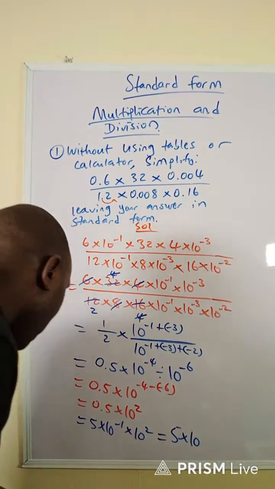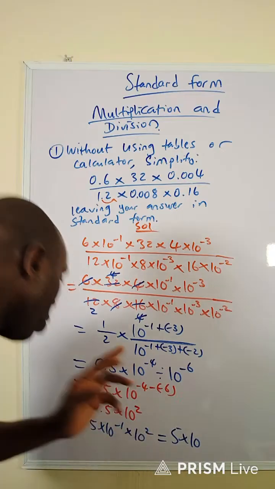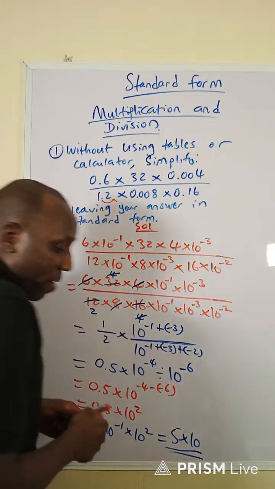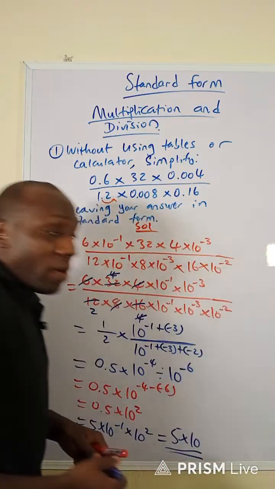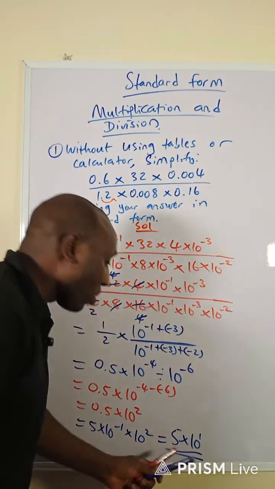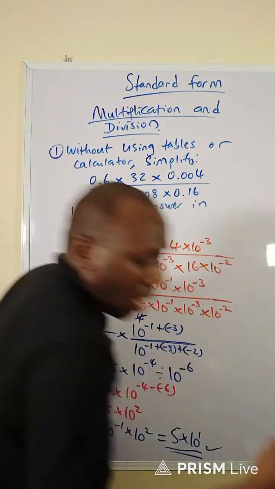I have to be sure. Wait, this is 10 raised by 2. Okay, that's correct. Minus 1 plus 2 is what? 1. So this is your answer. 5 times 10 raised to the power of 1, or just 5 times 10. We have written it in what? In standard form. And this becomes your final answer.